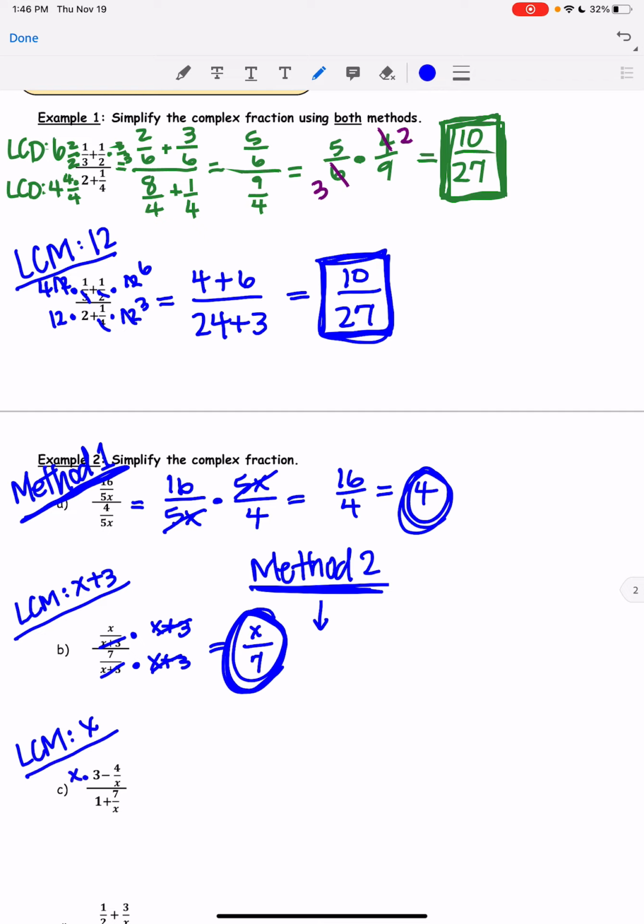So I'm multiplying the top by x and the bottom by x. X times 3 is 3x. 4 over x times x, your x's cancel, so that's just a minus 4. X times 1 is x. These x's here also cancel, so then plus 7. We got rid of all of our fractions in the top and bottom. That's the whole point of that LCM. And then that can't be simplified anymore. So that's it.